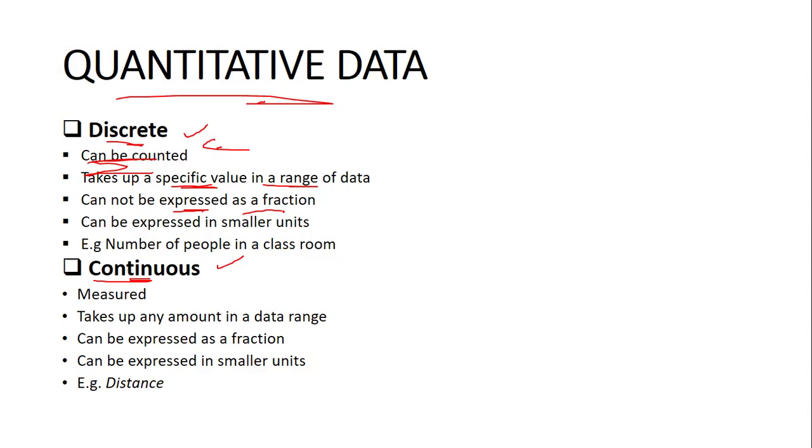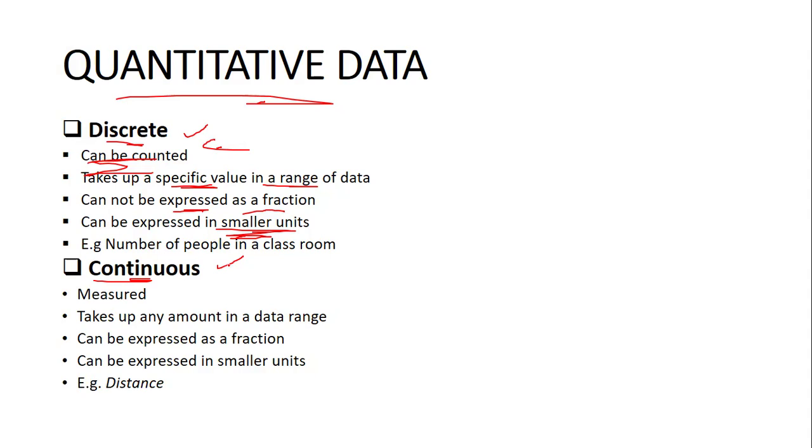Another example, you've got a motor vehicle. A motor vehicle has got 4 wheels. You can't say the motor vehicle has got 4.5 wheels. No, that doesn't work. A bus holds maybe 60, 62 passengers. You can't say there are 62.5 passengers in the bus. So that's discrete data. It's got a specific amount that it holds, cannot be expressed as a fraction, and cannot be expressed in smaller units. So the number of people in a class, you can't convert that number into a smaller unit. It's just 5 people, 10 people, and it ends there.